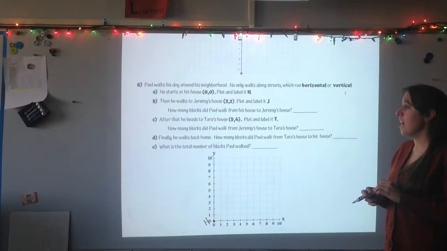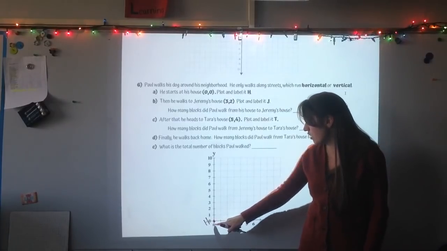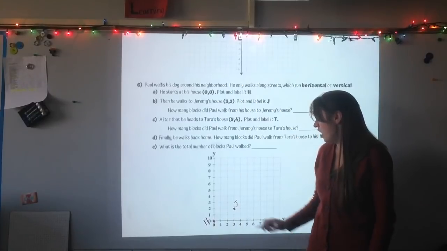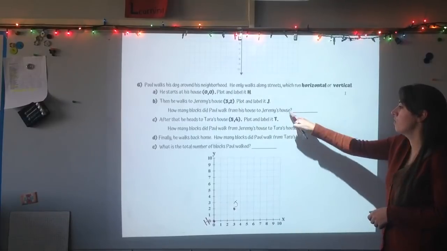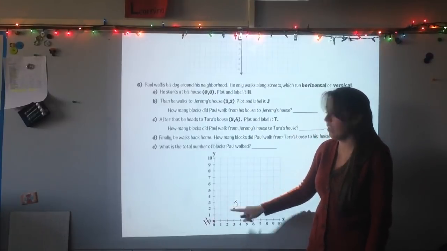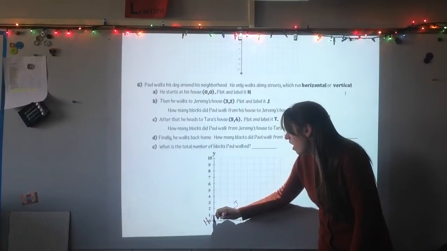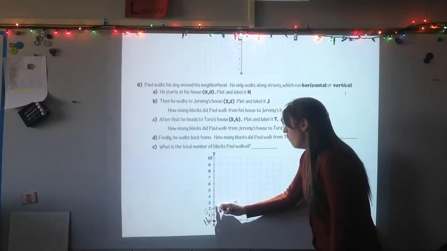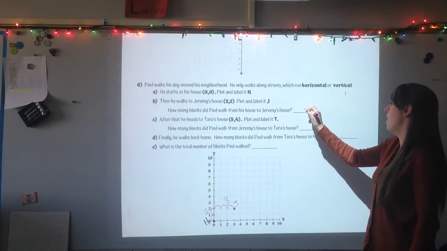Then he walks to Jeremy's house, which is at 3, 2. Plot and label it J. So 3, 2. 3 to the right, 2 up. Labeling that J. How many blocks did Paul walk from his house to Jeremy's house? So, doesn't matter if I go horizontal and then vertical, or vertical then horizontal, just as long as we find our route there. So, I'm going to mark that I'm going up 2 to get on the same level as Jeremy's house, and I'm going over 1, 2, 3, which gives me a total distance of 5.